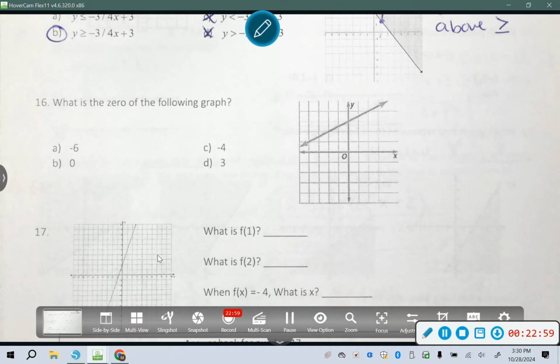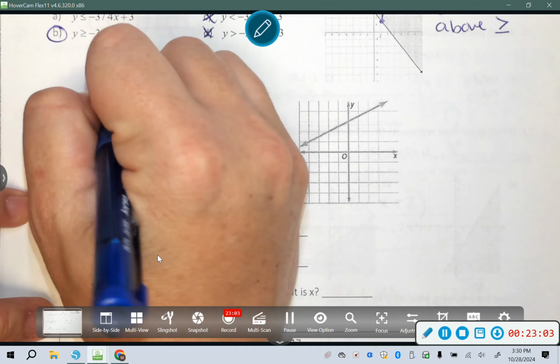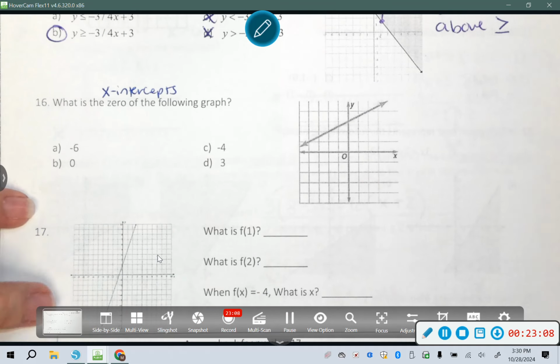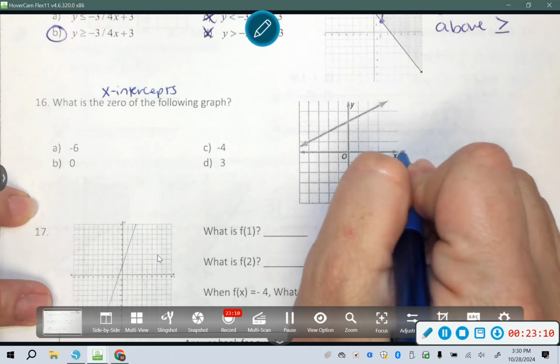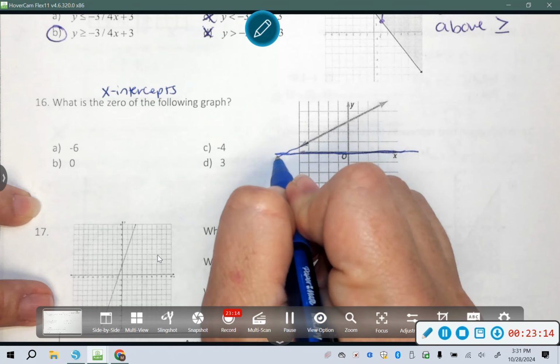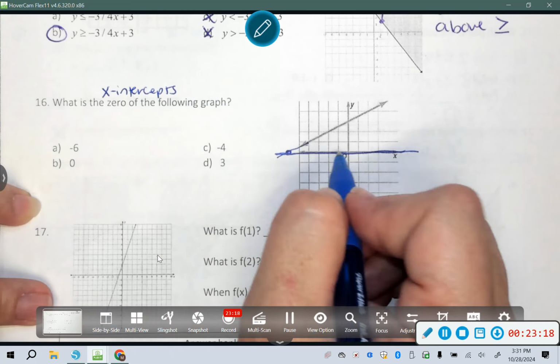Okay, look at number 16. 16 says, what is the zero of the following graph? Zeros, I want you to remember that is our x-intercepts. Okay, so knowing that zeros are my x-intercepts, this is my x-axis, I want to see where it touches this line. Well, I see it's going to happen over here somewhere where I don't see it. And that's okay. So negative 6 is a possibility.